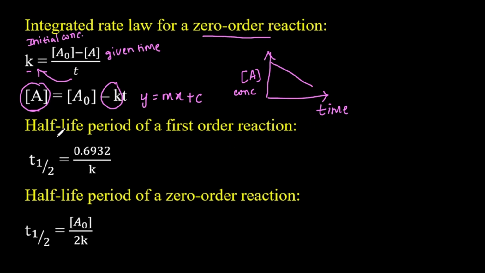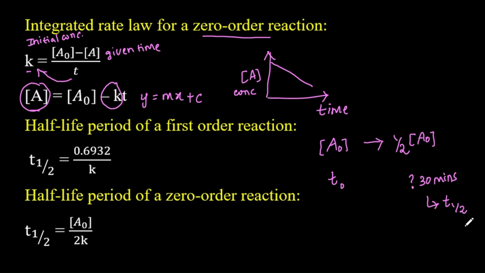So the next point is the half-life period of a reaction. Half-life is the time taken by the reactant to reach 1/2 of its initial concentration. For example, if you have a reactant with the concentration A naught at time t naught, then for the concentration to reach half of its initial value, what is the time taken? For example, it takes 30 minutes. This 30 minutes is called the half-life of the reactant. You represent it by t1/2, t half.